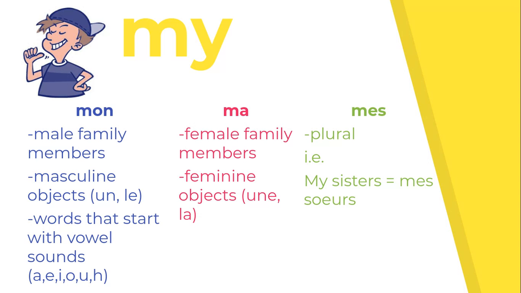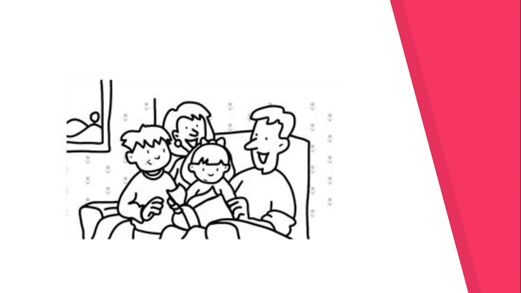Okay. Remember, mon is for male family members. Ma is for female family members. Mes is for plural. I'm going to see if you guys can tell me what these are. For example, I'm going to show you this picture and you need to say out loud, ma famille. I'll give you a hint. If the side's pink, you should say ma. And if it's blue, you should probably say mon. Okay. So here we go. 3, 2, 1.